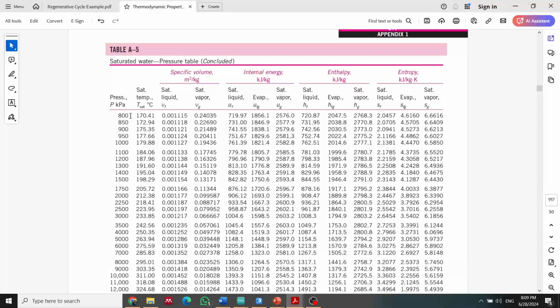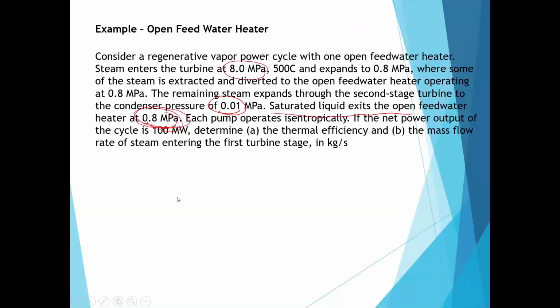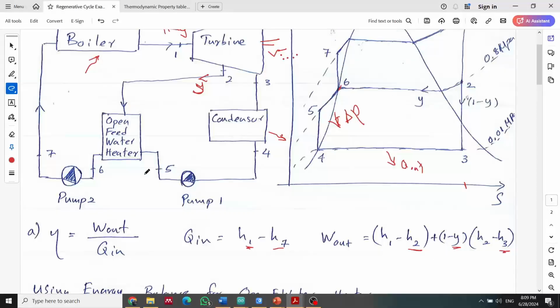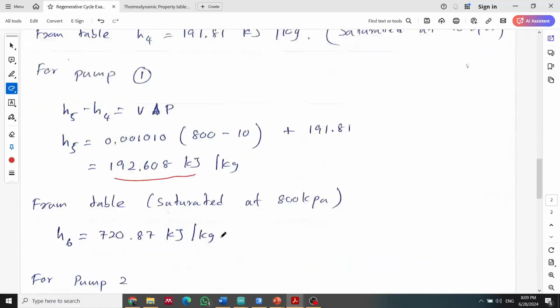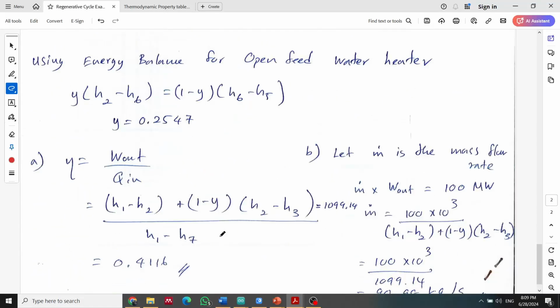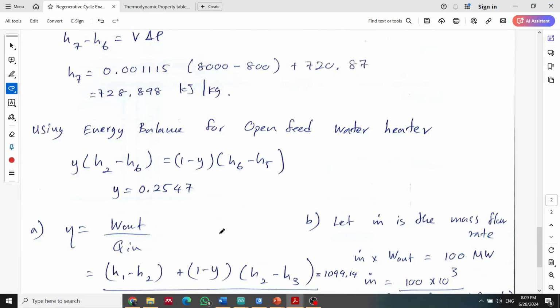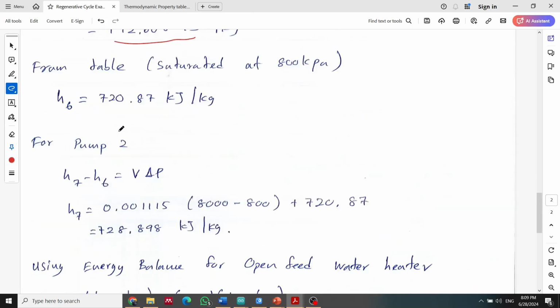800 kilopascal, and our HF value is 720.87. So this is our H6 value, right? That is what I have extracted and written in here, right? There it is. H6 equals 720.87 kilojoule per kilogram, right? Okay, that's okay. Only one to go, that is H7.